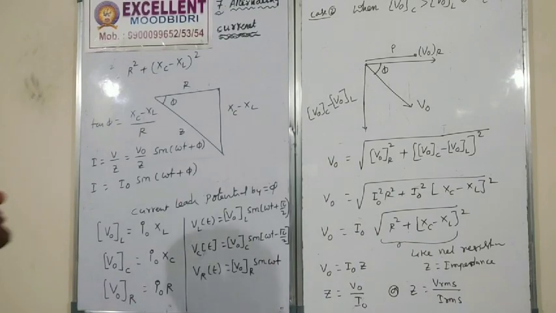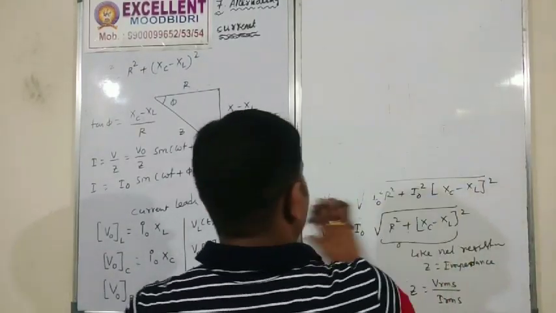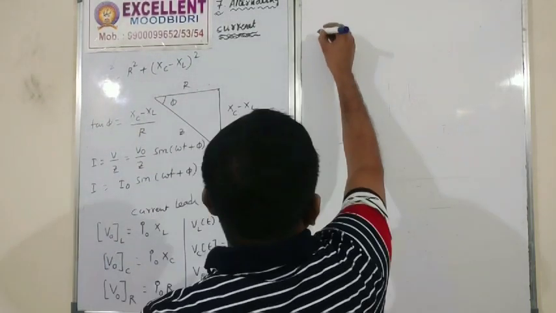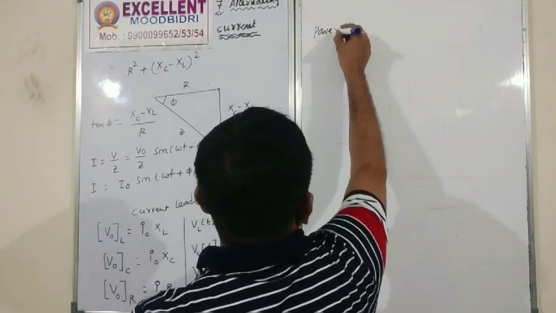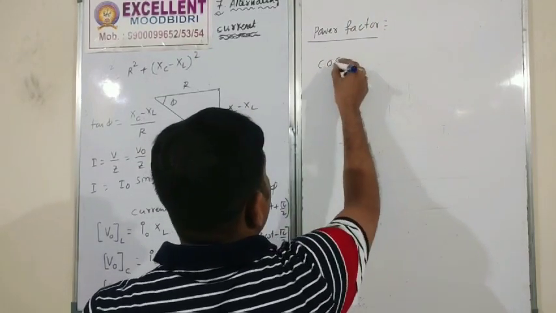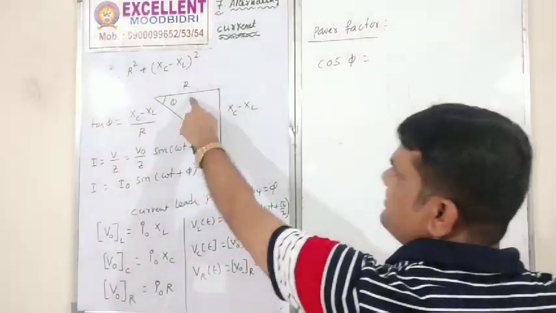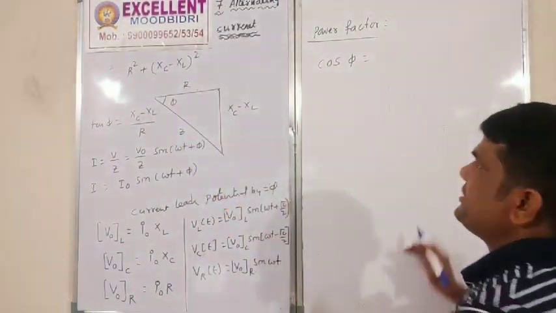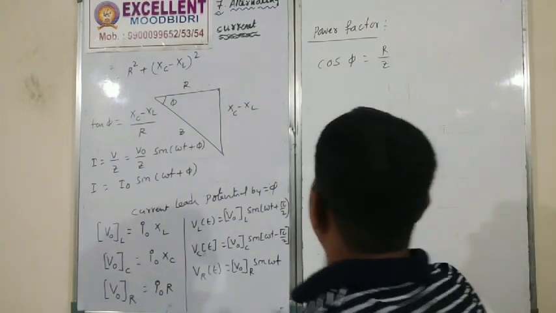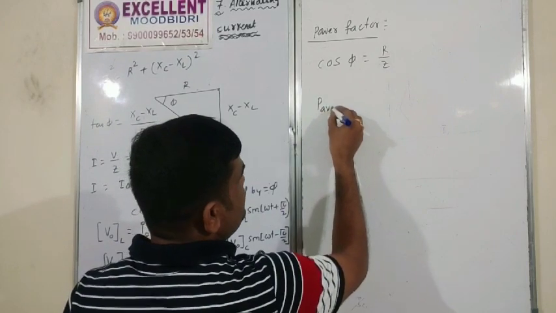Finish. Next, what is required? Power factor. So, power factor, cos phi. Cos phi is equal to what? Adjacent side by hypotenuse, same only. That is R by Z only. Then average power.